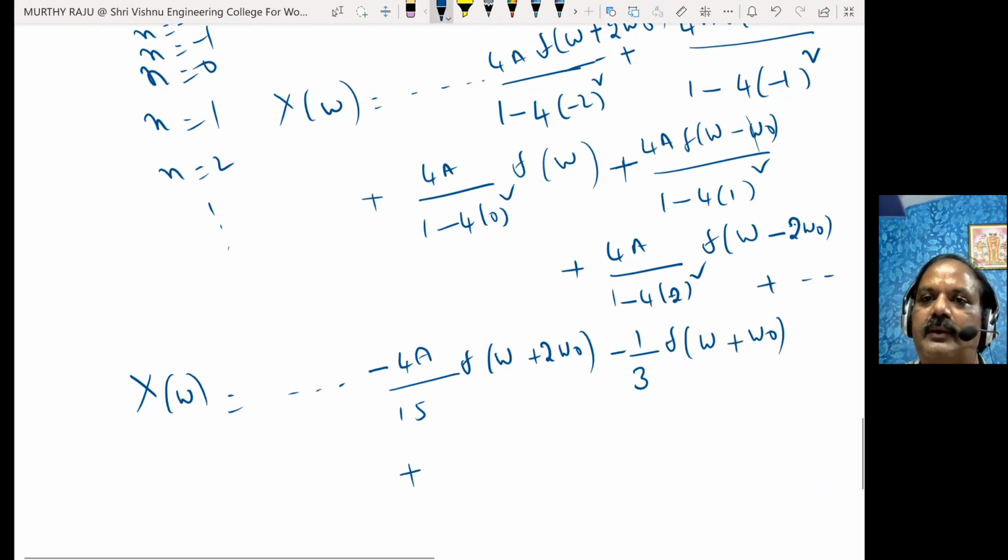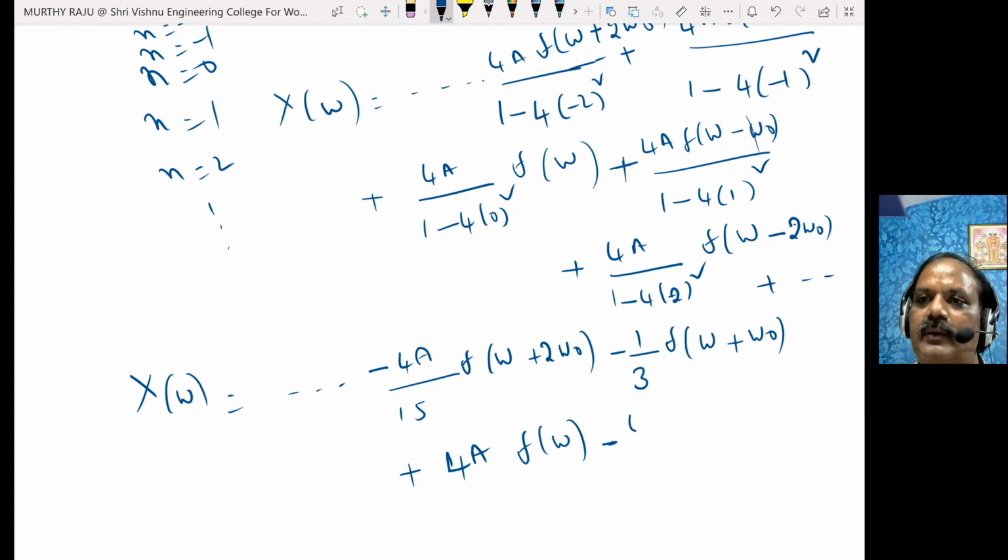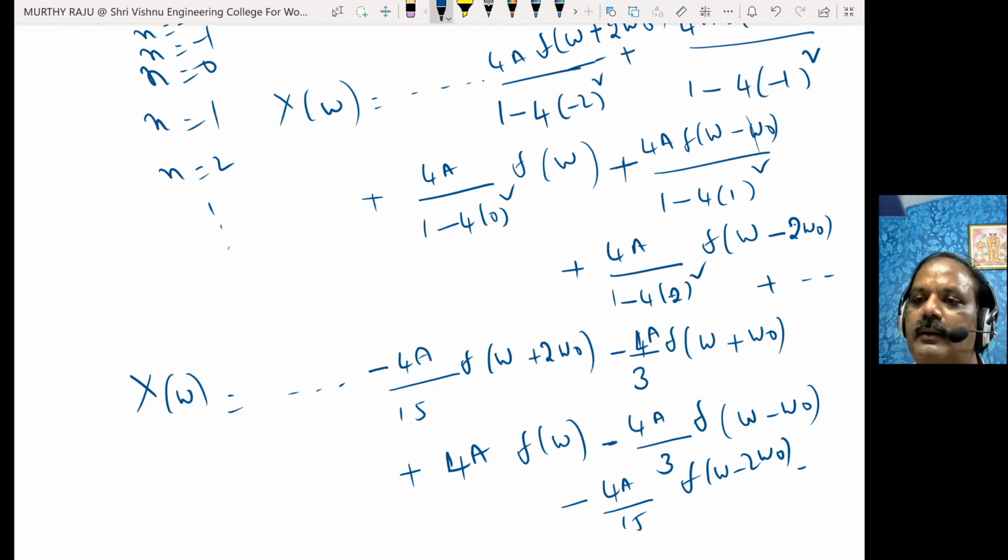Coming to this one, 4a by 4 into 0 is 0, 1 minus 0 is 1, so 4a delta of omega. For n is equal to 1, minus 4a by 3 delta of omega minus omega naught. This one, 2 square 4, 16, minus 4a by 15 delta of omega minus 2 omega naught, and so on.